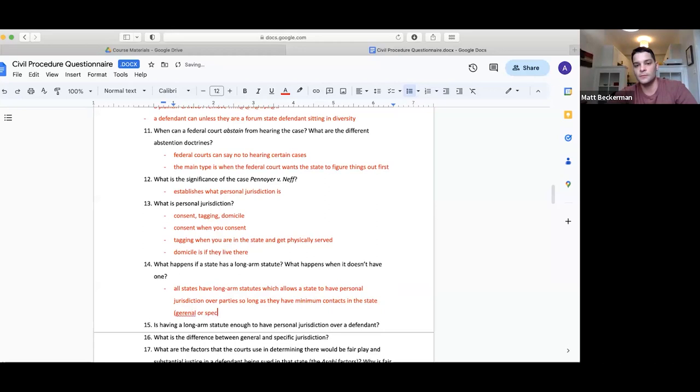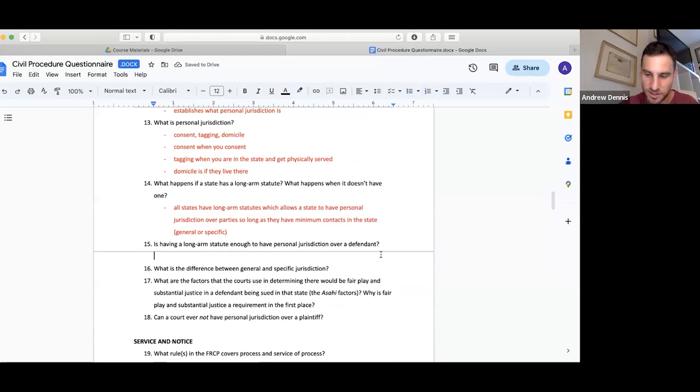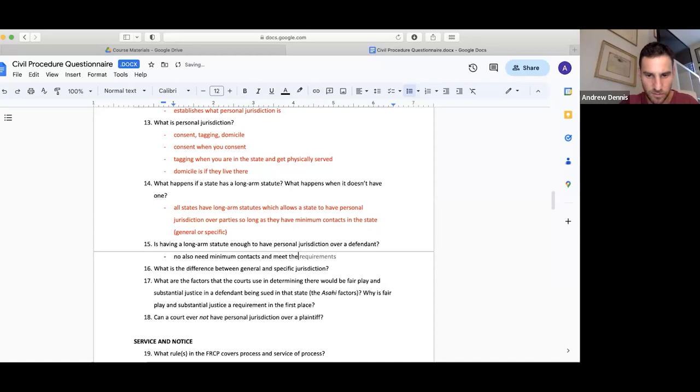Isn't it true there could be general or specific? Oh, that's the next question. All right, look at me getting ahead of myself. Is having a long arm statute enough to have personal jurisdiction over a defendant? No, they need minimum contacts, right? Yeah. You still need to meet the 14th Amendment. So yeah, you have general jurisdiction and specific jurisdiction. And this is also super important, super heavily tested.